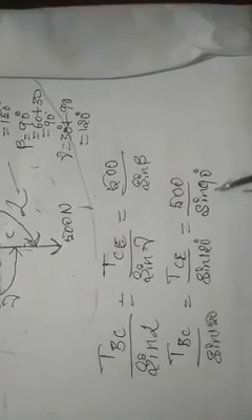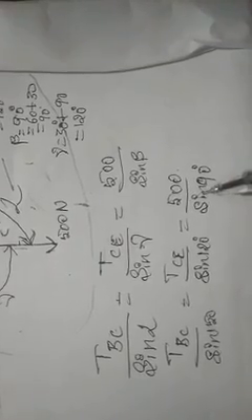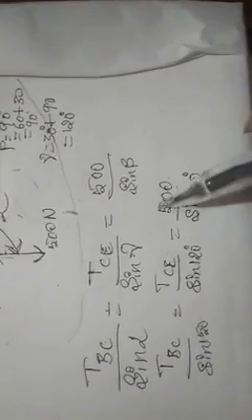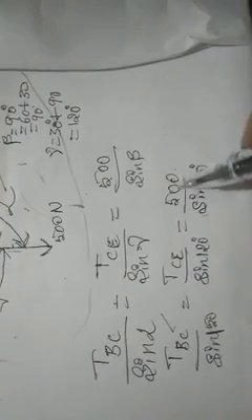Now see here, sine 90 is nothing but 1, so 500 divided by 1 will be 500. So this fourth value is known. Next, you have to find TBC, which is unknown. So we have sine of 150, 500 and sine 90. These are the values you will use.